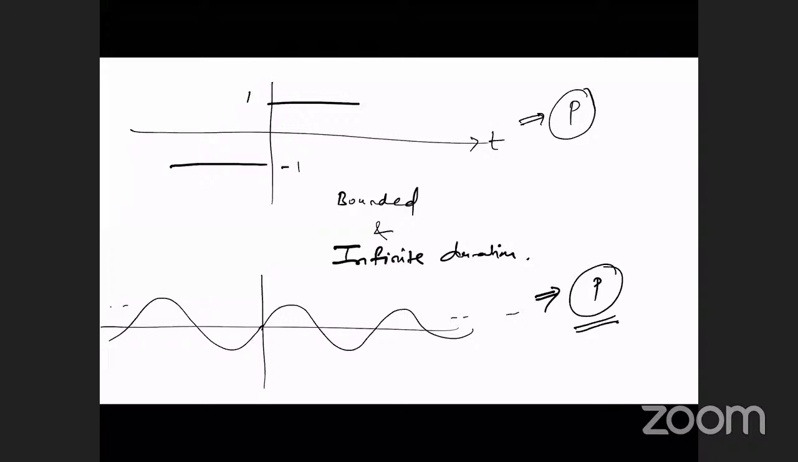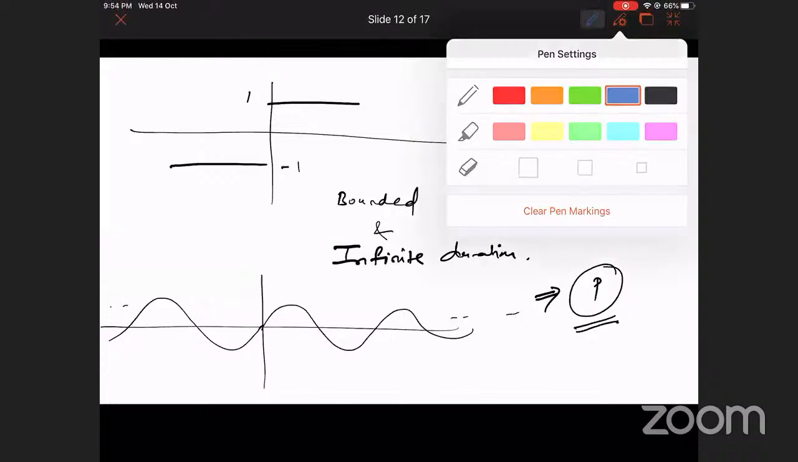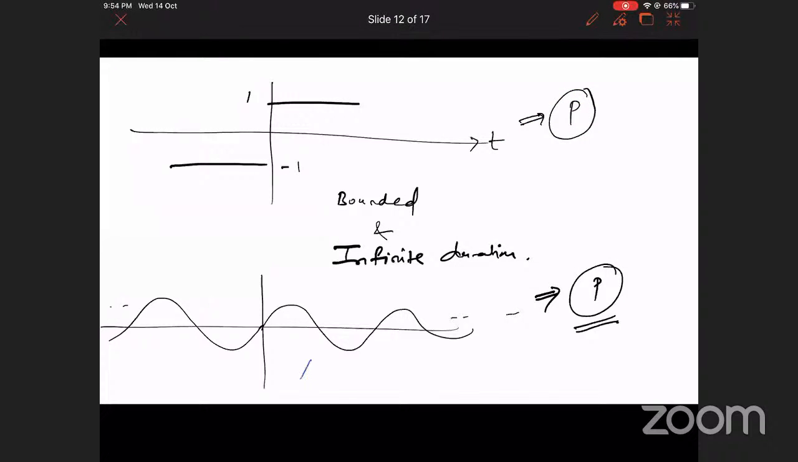So as I said at the end, all periodic signals are power signals. But vice versa is not true, guys. All power signals are not periodic signals, because as you can see, this is a power signal, but this power signal is not a periodic signal.